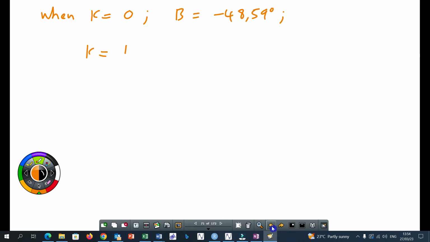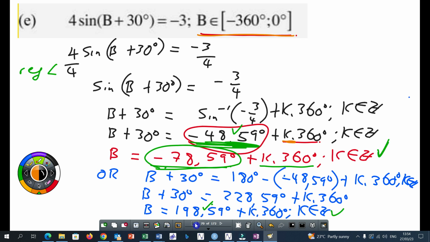Okay, so let me just take that out. So k equal to 1 will not give us any solution. So let's try k equal to minus 1. If I put minus 1 where there is k there, I'll get a value which is outside that interval. Then for this one here, if I put k equal to minus 1, I'm going to get a solution. So what will be 198,59 minus 360?